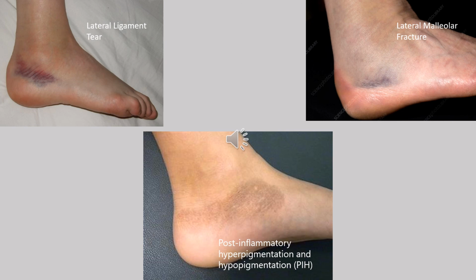Tenderness along the posterior edge of the lateral malleolus for about 6 centimetres or 2 inches. Inability to take 4 steps either immediately after the injury or in the clinic. But the left-hand photo is of a ligament tear and the right is of a malleolar fracture.